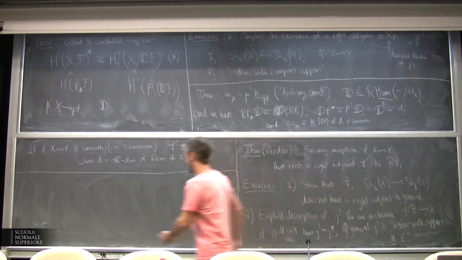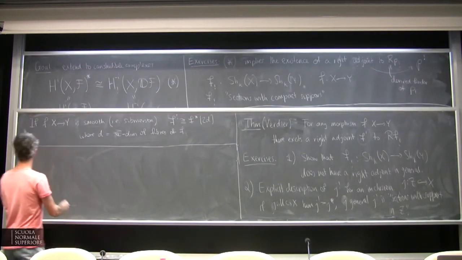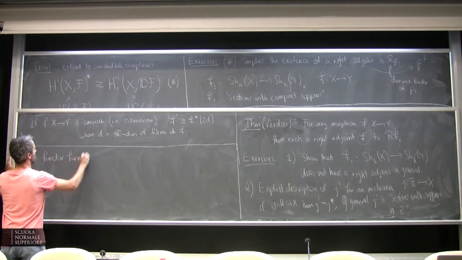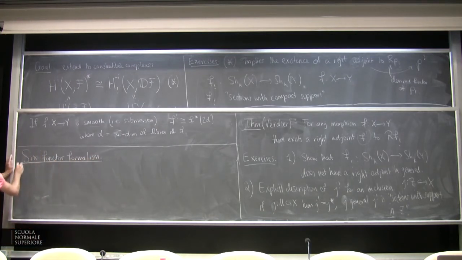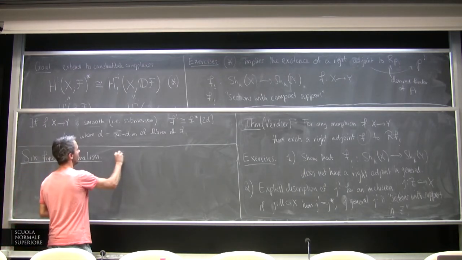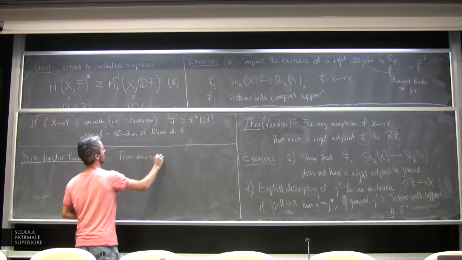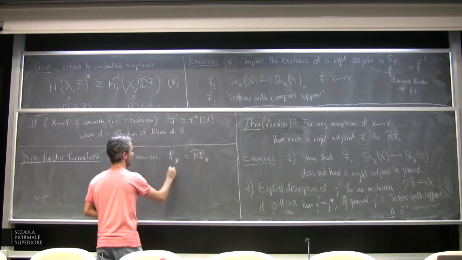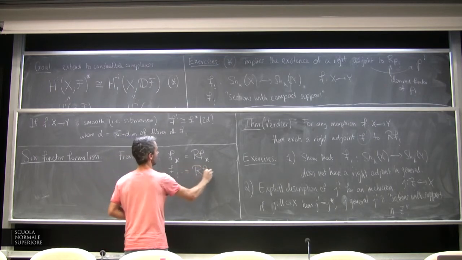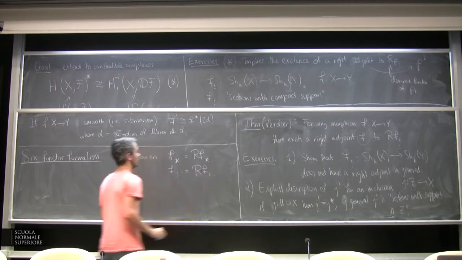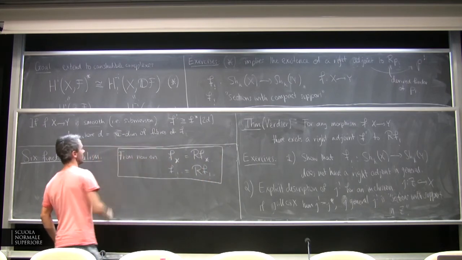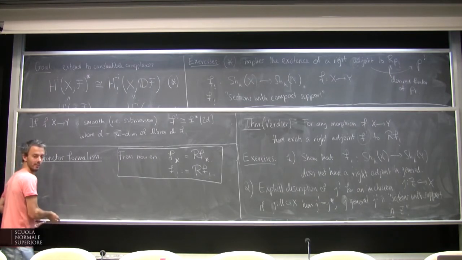Okay, so now the six functor formalism. From now on, basically, whenever I write a functor, I'll assume that I'm using the derived functor. So from now on, we redefine f lower star, the derived functor f lower star. This is very important. And we'll always be working with the constructible derived category.